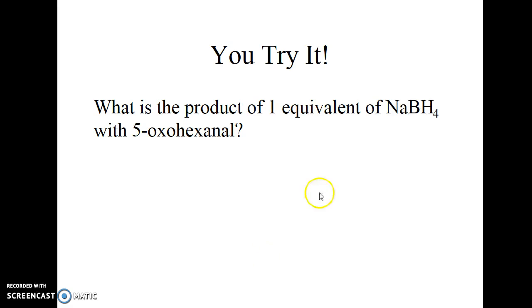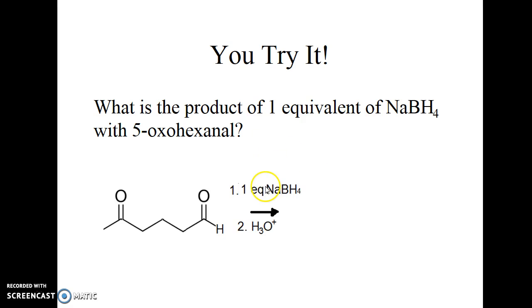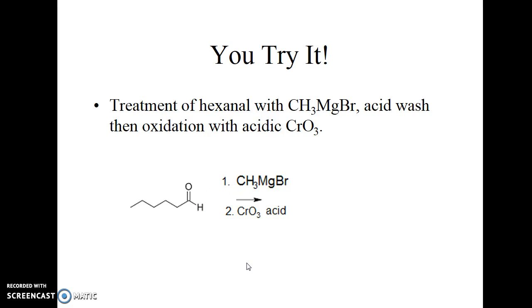So what is the product of one equivalent of sodium borohydride with 5-oxohexanal? This is 5-oxohexanal, and you have two functional groups that can be reduced. Which one will be reduced? The aldehyde is more reactive than the ketone, so the aldehyde will be reduced over the ketone. So what happens is we end up reducing the aldehyde to a primary alcohol.